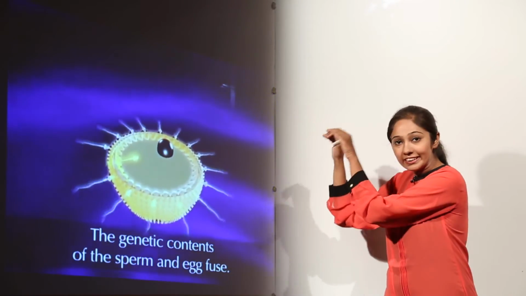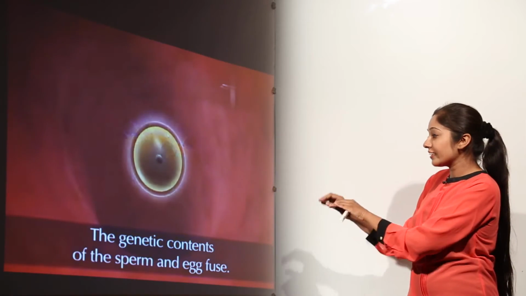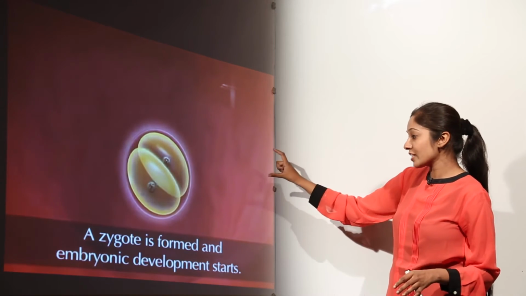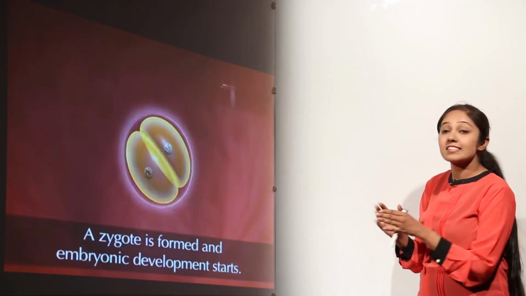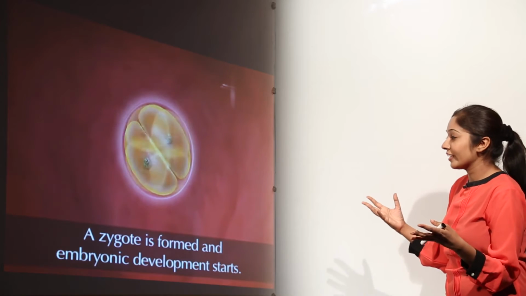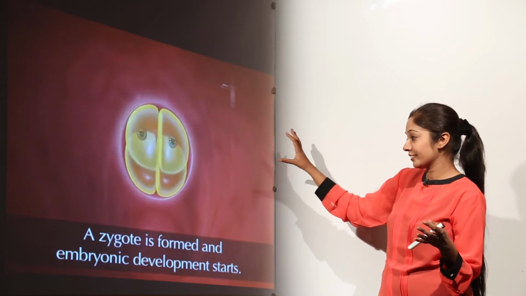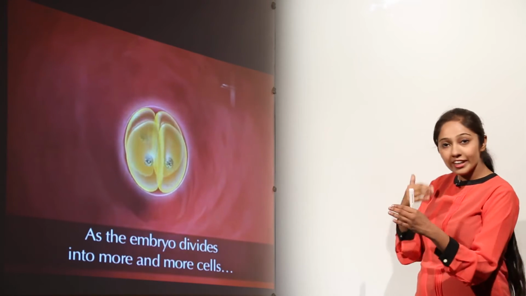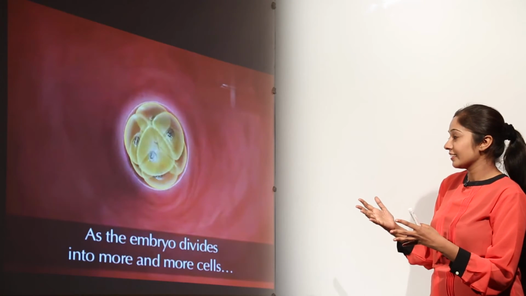So it is going to enter inside the egg, and the genetic contents of the sperm and the egg fuse, and a zygote is formed and embryonic development starts. We can see how cleavage is occurring, as the embryo divides into more and more cells.